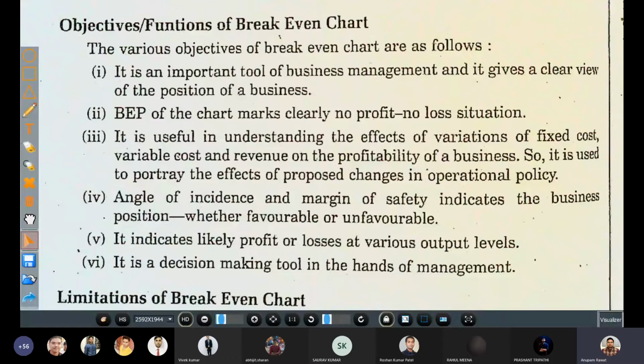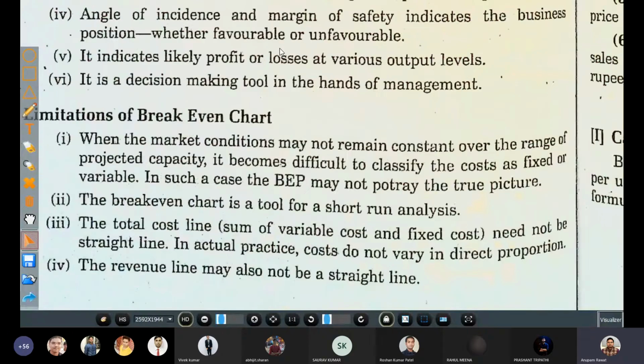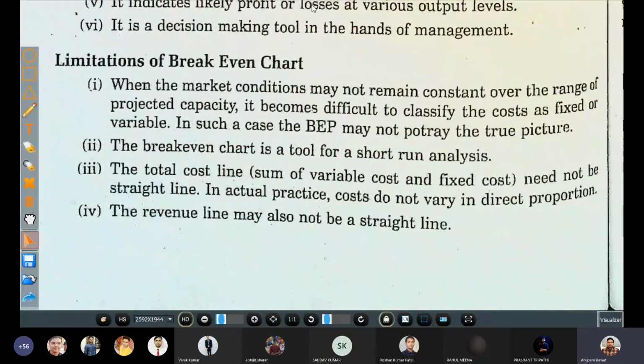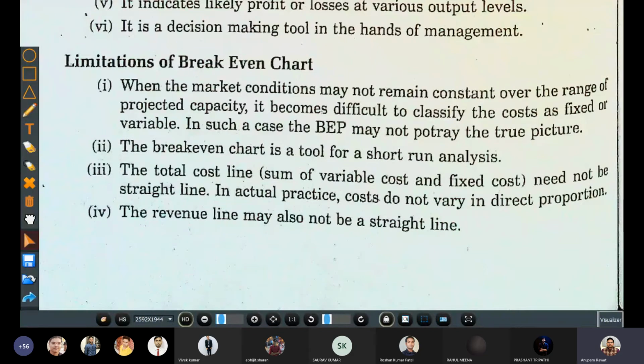There are certain limitations of this chart. When the market condition may not remain constant over a range of the projected capacity, it becomes difficult to classify the cost as fixed or variable. In such a case, the break-even point may not portray the true picture. You can understand that if a company produces n number of products and those products are not selling, or there is less demand, then in every situation the company will get a loss.